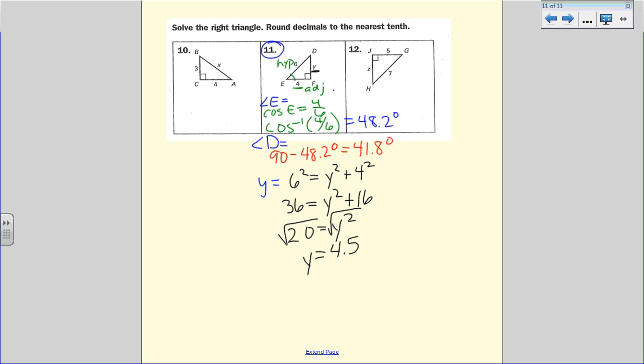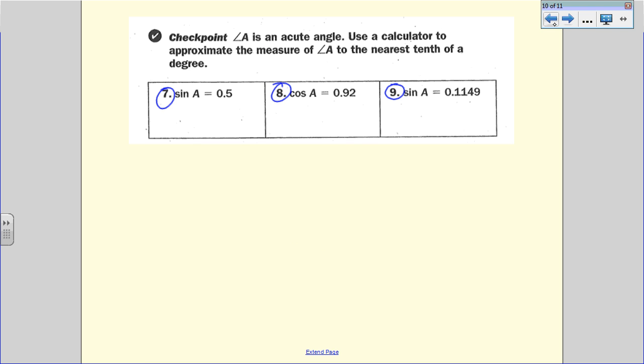Okay? Ladies and gentlemen, to check your answers here, sine of A, the inverse sine gave you 30 degrees. This was 23.1 degrees. And 6.6 degrees. All right? Occasionally, ladies and gentlemen, you do get exact answers, exactly 30 degrees.